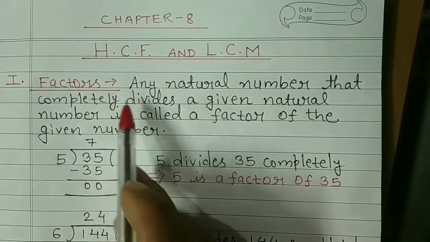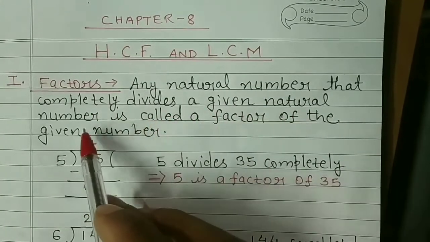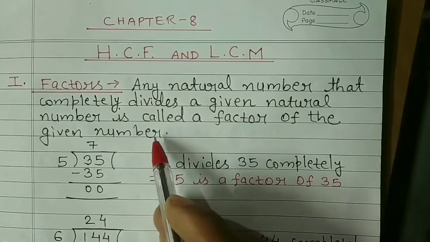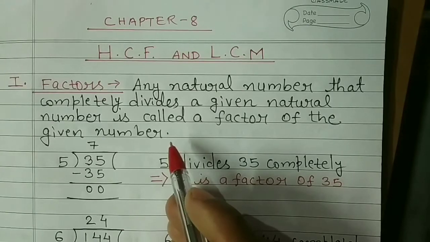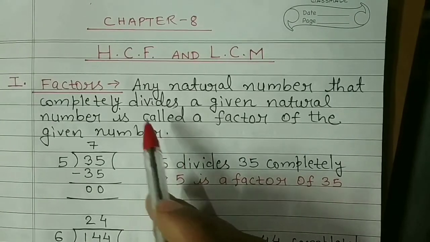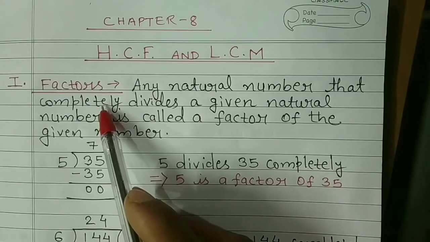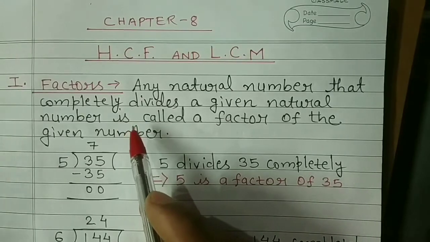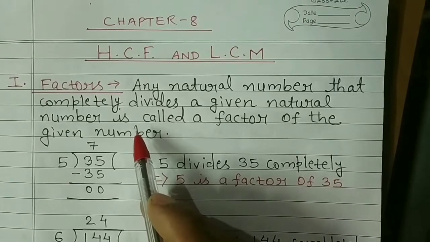Any natural number that completely divides a given natural number is called a factor of the given number. Means, if any natural number divides any other natural number completely, completely means the remainder will come zero. So again I am saying, completely means the remainder will come zero. So if any natural number divides any other natural number completely, then we can say it is a factor of the given natural number. Clear?